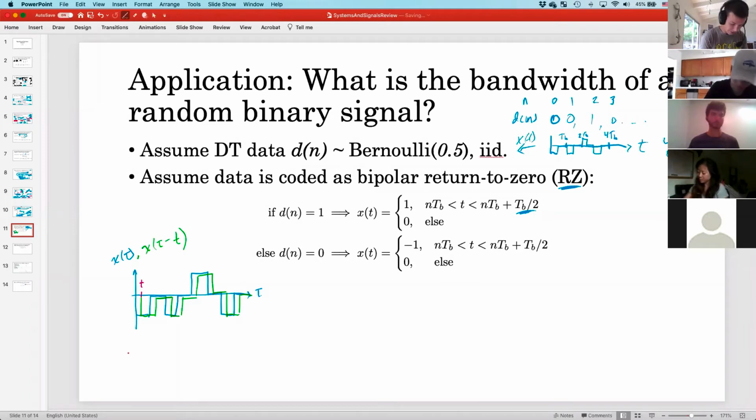So the autocorrelation, well, that's a question. We have two different forms of autocorrelation. We have autocorrelation for energy signals. We have autocorrelation for power signals. And I would like your input. Is the random signal x of t an energy signal or a power signal?